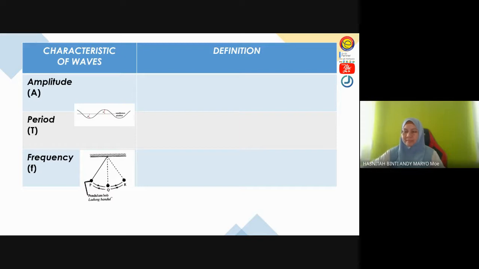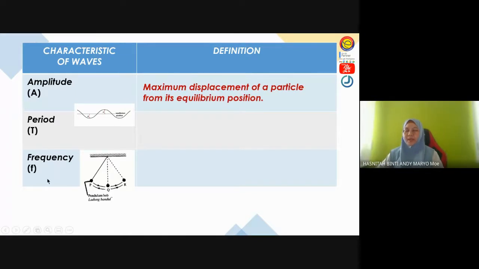For the previous example, just now we calculated the period is 0.5, right? So what is the frequency? Yes, frequency is 2 Hertz. Very good. Okay, so now let us check on amplitude.